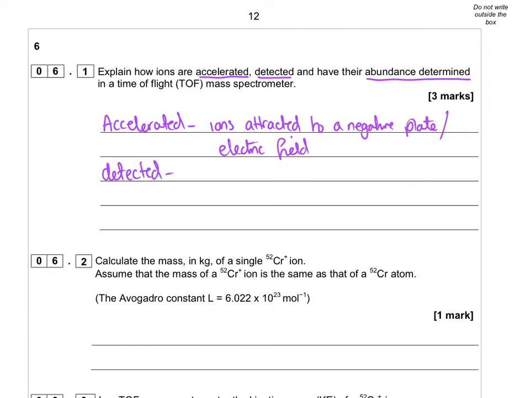We need to know how they're detected. And they're detected by gaining an electron. So they hit the plate and they gain an electron. And the abundance, when they hit the plate and they gain an electron, they cause a current. And the current is proportional to the abundance.